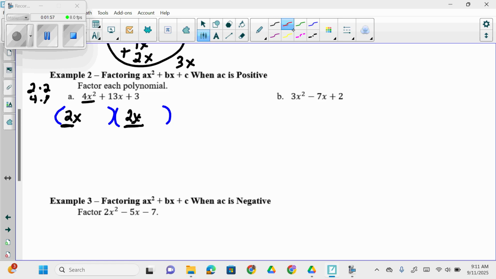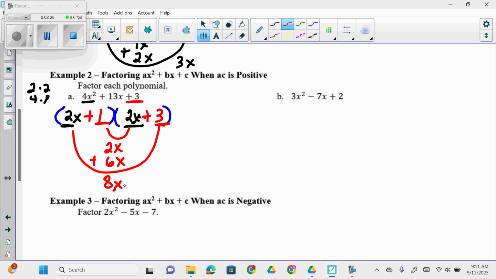Next, I want to take the last term and the last term, and it should multiply to give me 3. So I'm going to guess 3 times 1. I'm going to put in my plus signs, and I'm going to check. When I multiply the middle, I get 2x. On the outside, I get 6x. I add it up, and it's 8x. That is not what I want. I want 13x, so I made a mistake.